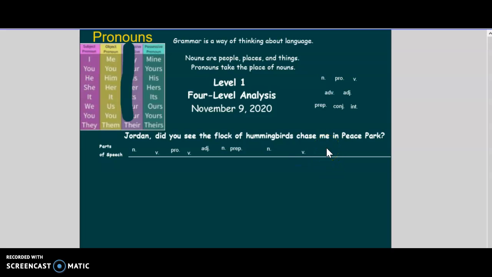All right, how about me? Is me a person, place, or thing? Sure, me is a person, right? Presumably this is a person speaking. So when they say me, they're referring to a person. Now, I know it's a person. Is it a noun or a pronoun?